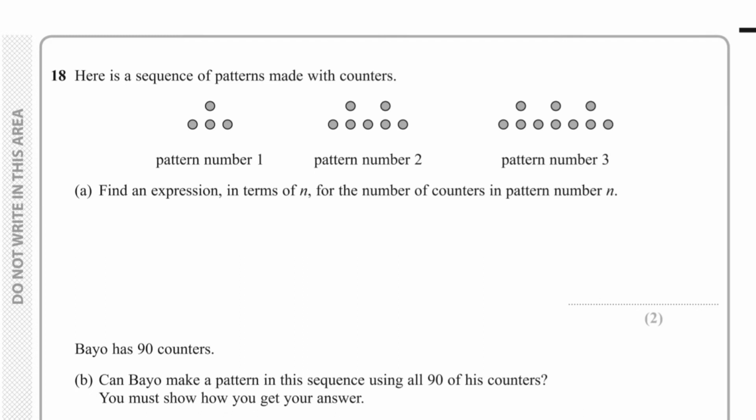Question number 18. Here is a sequence of patterns made with counters. For part A, we have to find an expression in terms of n for the number of counters in the pattern n. Here we've got 4 counters. Here we've got 7 counters. Here we've got 10. So we've got a sequence building, and we need to find the nth term. To go from one term to the next, we add 3. And so the inverse of adding 3 would be to subtract 3. 4 subtract 3 is 1. So therefore, for our nth term, we have 3n plus 1.